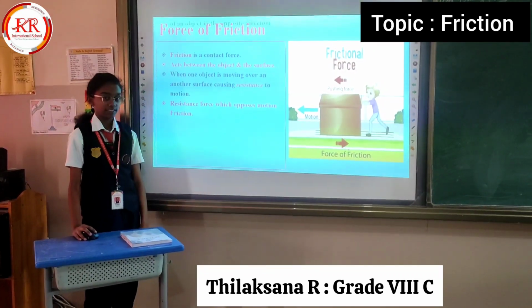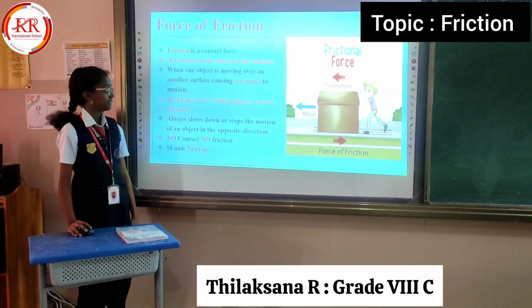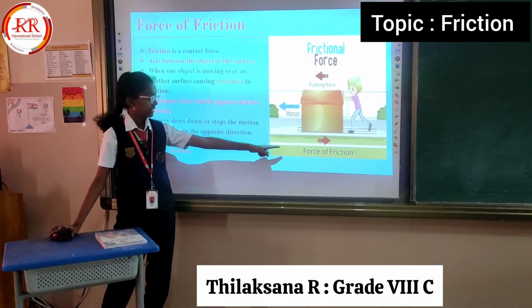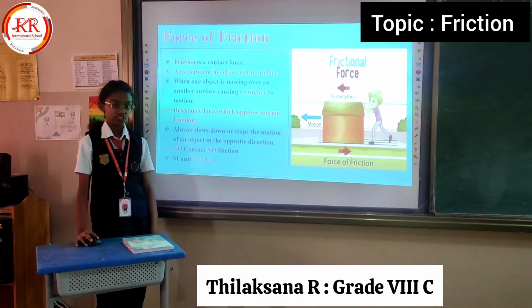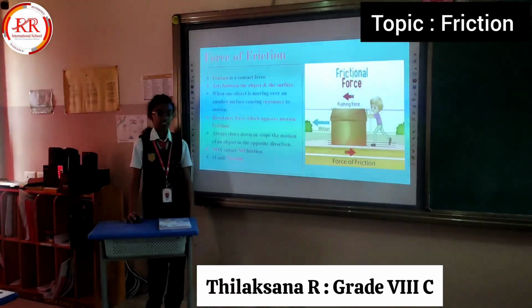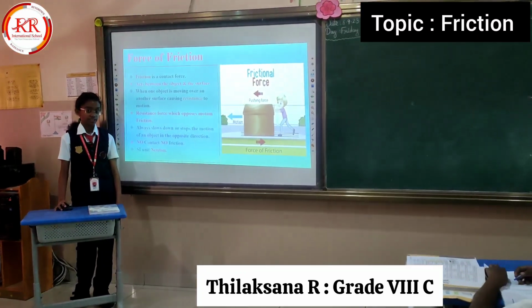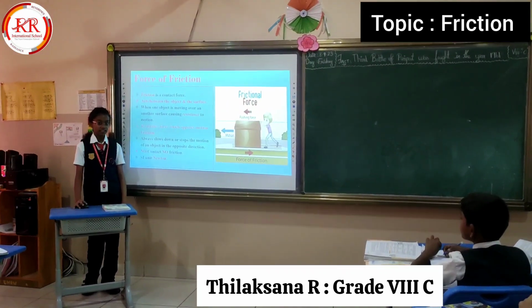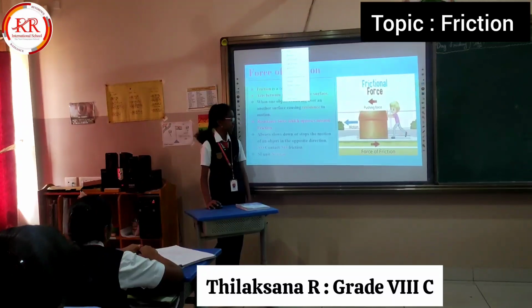Let's see about force of friction. As we know, friction is a contact force. It acts between the object and the surface. So, when one object is moving over another surface, it causes resistance to the motion. That resistance force, which opposes motion, is called friction. Friction always stops or slows down the speed of the object in the opposite direction. So, when motion is going in this way, friction acts in the opposite direction, making it stop. If there is no contact, no friction. We can measure friction in the SI unit of Newton.